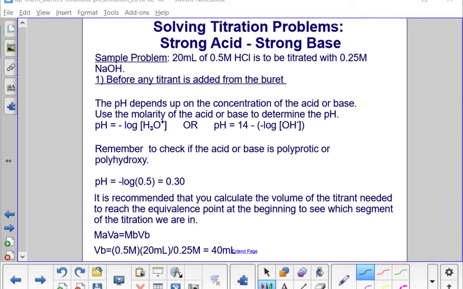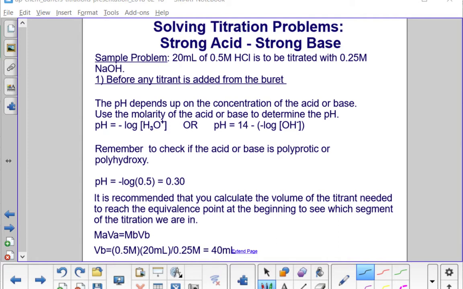Okay, so before we add anything, the pH just depends upon the concentration of the acid or the base. So we use the molarity of the acid or the base to determine the pH. If we know the concentration of the acid, it's easy. It's just the negative log of the hydrogen ion concentration. Of course, if we know the concentration of the base, we find the pOH, the minus log of that concentration, and subtract it from 14. Okay, and just double check to make sure you don't have a polyprotic or polyhydroxy acid or base, so that you're accounting for all of the hydrogen ion or hydroxide ion concentration.